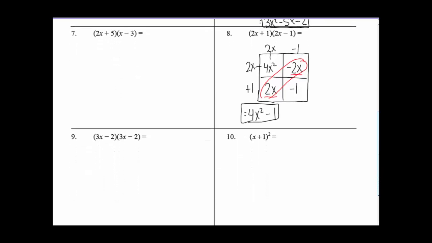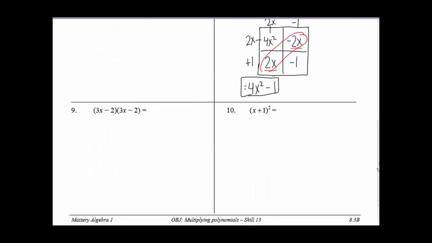All right, skip down to number 10. I have x plus 1 squared. So if you think back to exponents last chapter, x plus 1 squared is really x plus 1 times itself, right? So another way we can rewrite this is x plus 1 times x plus 1. Then it becomes a problem just like we did above. I have a binomial times a binomial. So I'm going to have 4 squares in my box.